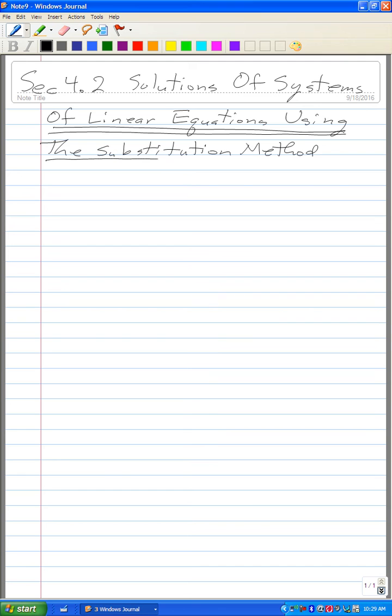So this is one of our first real techniques to solve systems of linear equations. The graphing technique that we went over in section 4.1 is not really a very practical technique. So let's look over the substitution method. Let me describe the substitution method while doing a problem. So on page 157, let me do problem number 4.